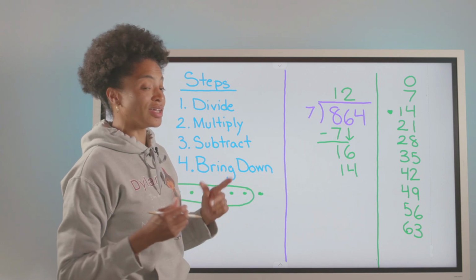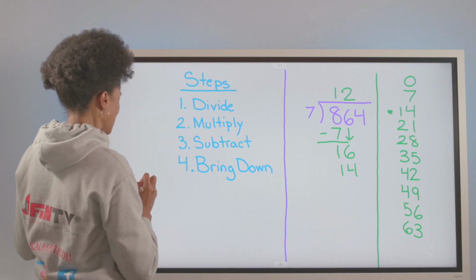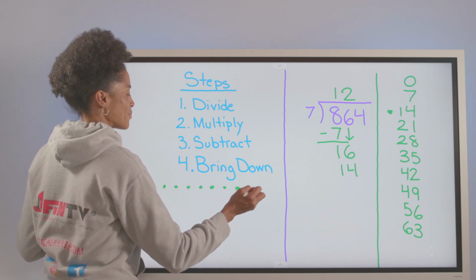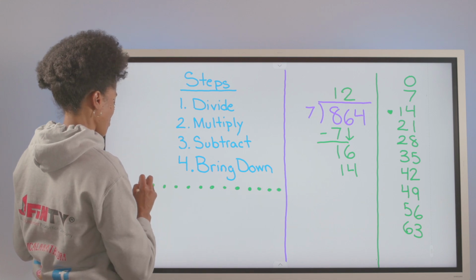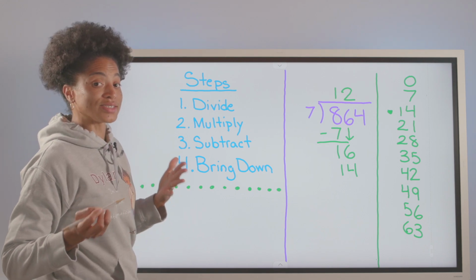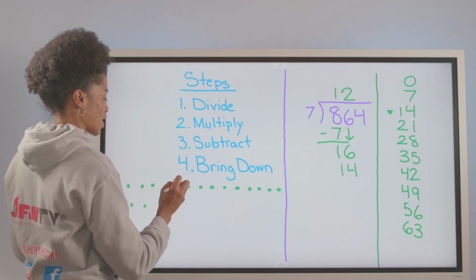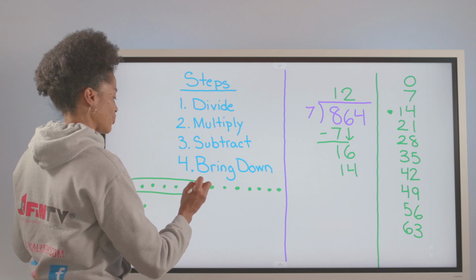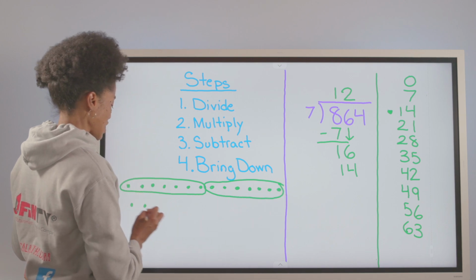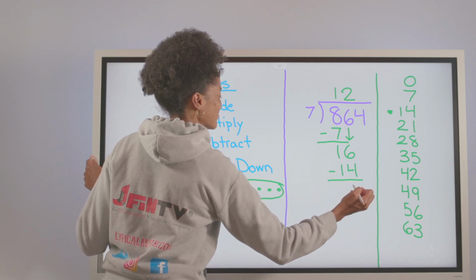16 minus 14. To get that answer, I want you all to also see this as an illustration. We started out with what? 16 items. How many groups of 7 can we get out of 16? Let's figure this out. 1, 2, 3, 4, 5, 6, 7. That's one group. 1, 2, 3, 4, 5, 6, 7. 2 groups. And we have how many left over? 2 left over. Good job.